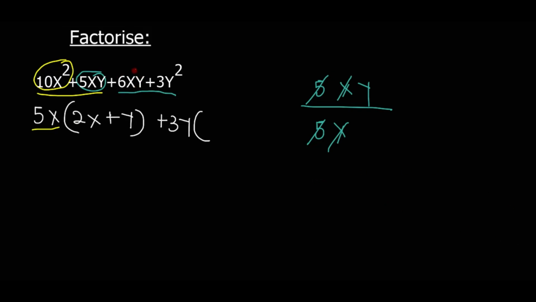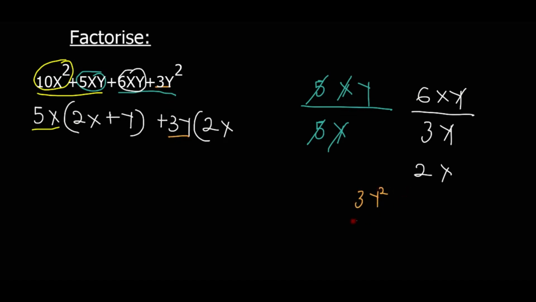Re tlo 6xy re divide ka 3y, 6xy divide by 3y. 6 divided by 3 is 2. Y and y cancel, so we like x. So we have 2x. And then rajia 3y squared. 3y squared divided by 3y. So 3 and 3 cancel, and then y and y cancel. So we like only y.